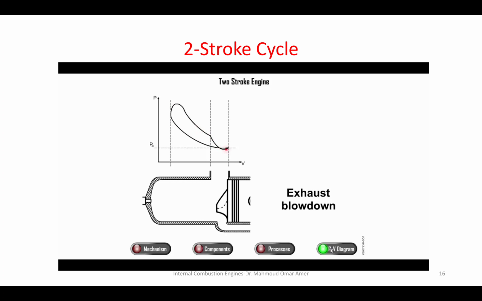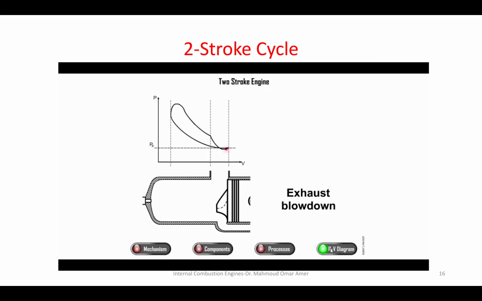Is it 2-stroke or 4-stroke in terms of power? No, 2-stroke. Why? You get 1 power stroke per cycle. Okay? So in the 4-stroke cycle, the crankshaft rotates 2 revolutions and you get 1 power stroke. But in the 2-stroke engine, the crankshaft rotates 1 revolution and you get 1 power stroke. So, on paper, the power of the 2-stroke engine is double the power of the 4-stroke engine.